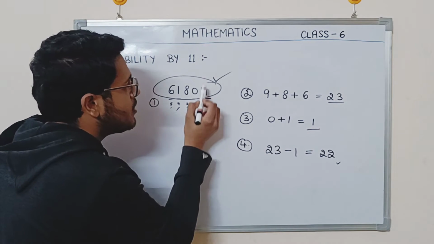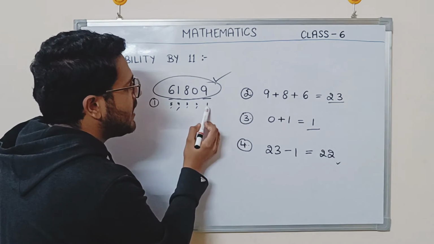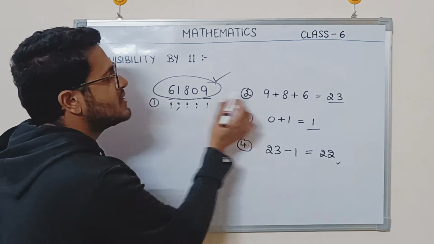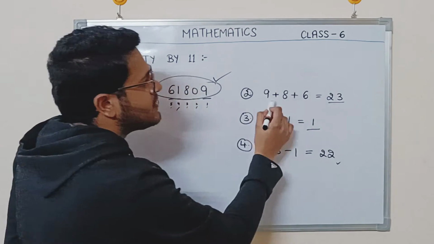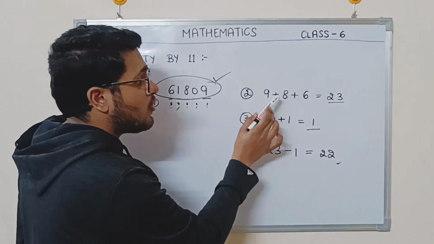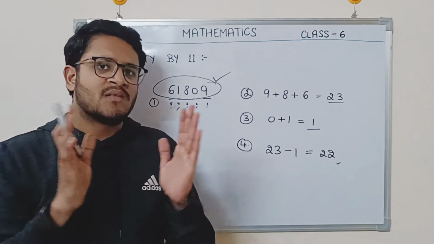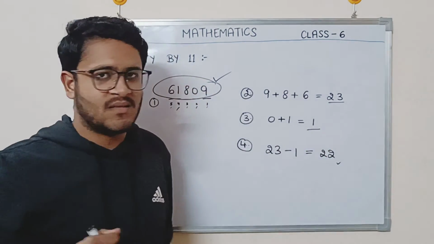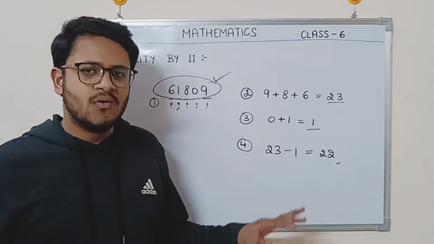What we will do is add those numbers. At first place 9, third place 8, then fifth place 6. So all the numbers at odd places we have added and got the sum, which is 23 in this case. Step number 2 is also done.